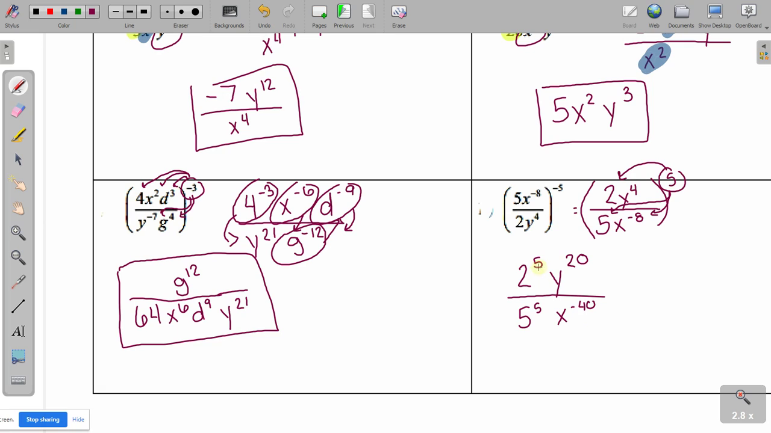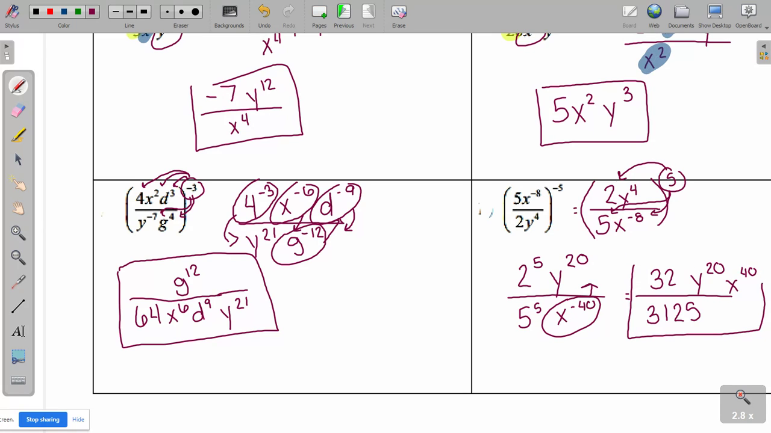Now we need to simplify. 2 to the 5th is 32. There's no y, so y to the 20th goes on top. 5 to the 5th is 3,125. And then x to the negative 40th, the negative exponent, move him to the top. So x to the positive 40th. And that is your final answer.